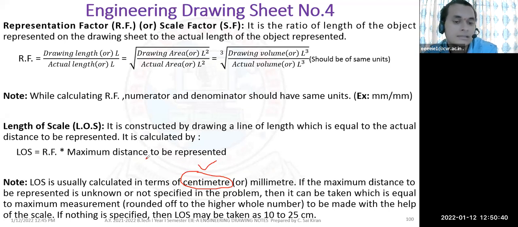And in some cases, they don't represent maximum distance. In some problems, they don't give the maximum distance. Then assume the round off value. You can round off to a higher whole number by using this one.